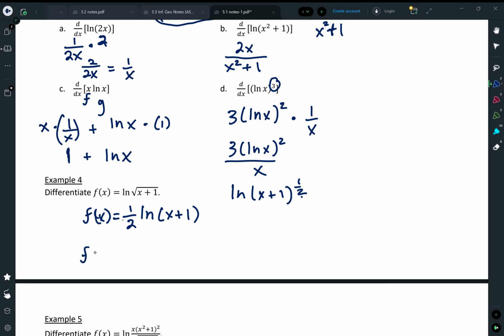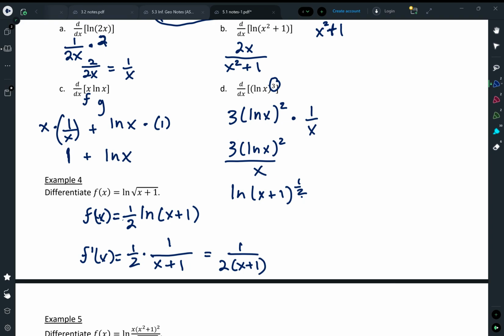So now, when I take my derivative, I have a 1/2 in there. And when I'm looking at the natural log of x plus 1, it's just u prime over u. So my denominator is the x plus 1. My derivative of x plus 1 is just a 1. So I end up with 1 over 2 times x plus 1.